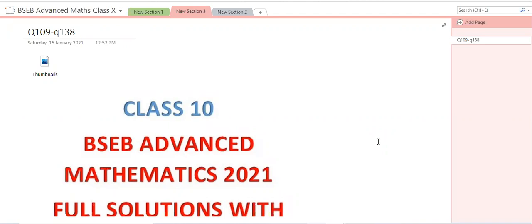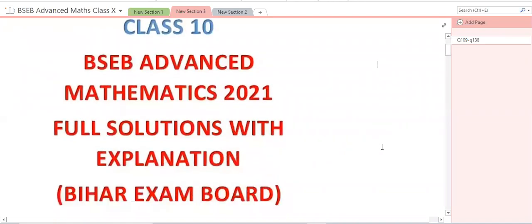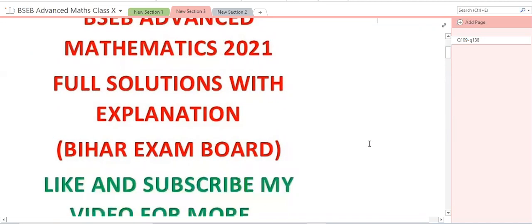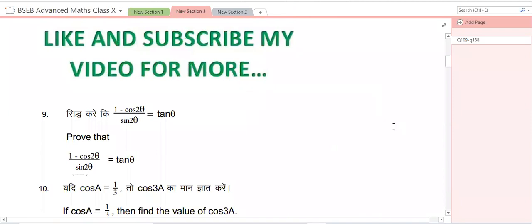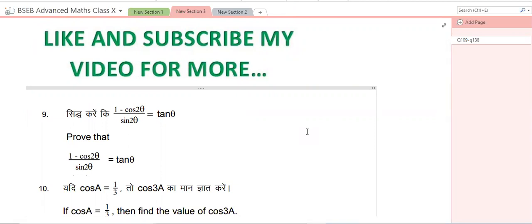We are solving the Bihar State Examination Board Advanced Mathematics 2021 model paper. I'm providing you full solutions. So let us look at question number 9. I've called it question number 109.